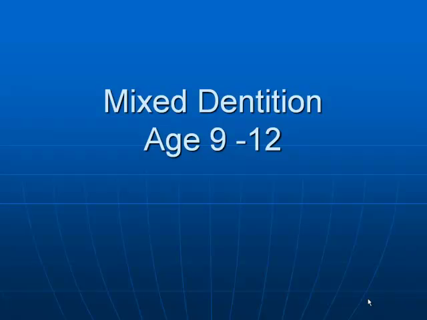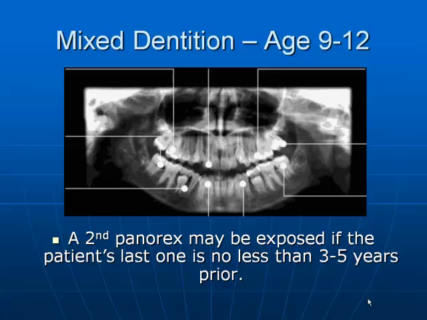During the ages 9 to 12 of the transitional dentition, it is important to take 4 horizontal bite wings and a PA survey or a Panorex for caries risk and growth development of the child. In ages 9 to 12, a second Panorex may be exposed if the patient's last Panorex is no less than 3 to 5 years prior.